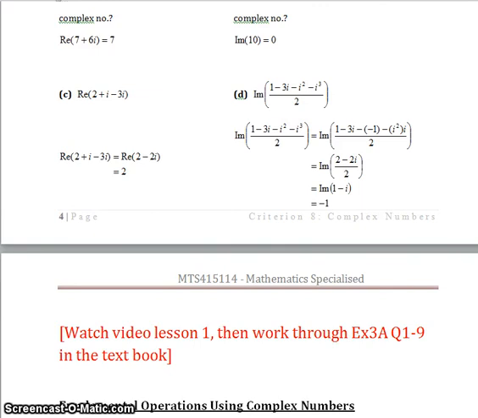So, having done that video lesson, you can work through in your textbook, the Maths Quest textbook, exercise 3A, questions 1 to 9, and get familiar with working with complex numbers.